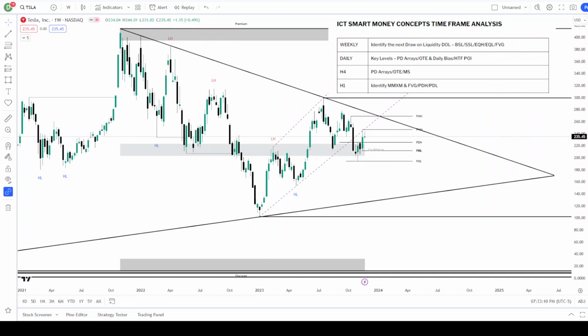So again, this is normally like a week ahead, so this is how to set up your Smart Money Concepts chart going into the next trading week. So the first thing we do is we grab our ICT Smart Money Concepts time frame analysis.